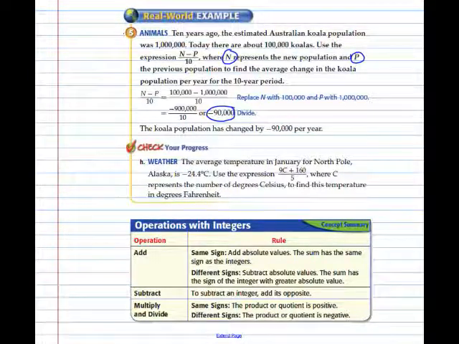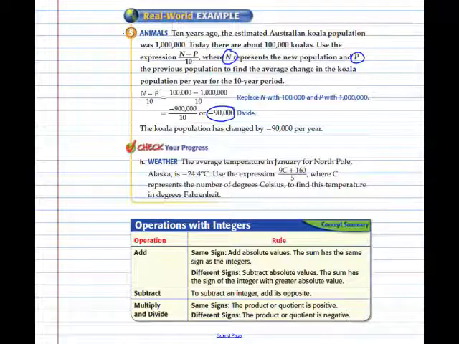Check your progress. The average temperature in January for North Pole, Alaska is negative 24.4 degrees Celsius. Use the expression 9 times C plus 160 divided by 5, where C represents the average number of degrees Celsius, to find the temperature in degrees Fahrenheit.